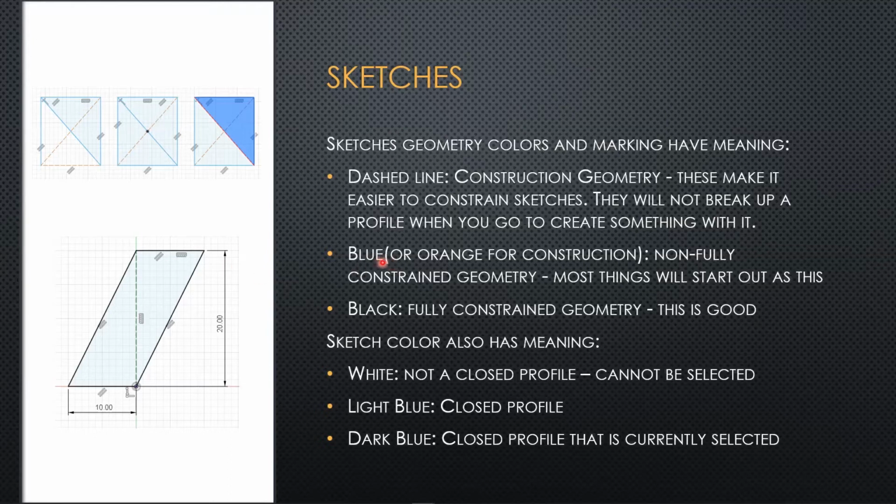Then we have the blue lines, or orange for construction. These are non-fully constrained geometry. So most things are going to start out as non-fully constrained. And that's the lines up here. In opposition to that is fully constrained geometry, which is black. That's really good. What black geometry means is that there's no other way to change the part. You can't move a point while meeting all your constraints and dimensions. So like if I deleted this 20 dimension, I'd be able to move this up and down and all over the place. So you really want all of your sketches to be fully constrained.